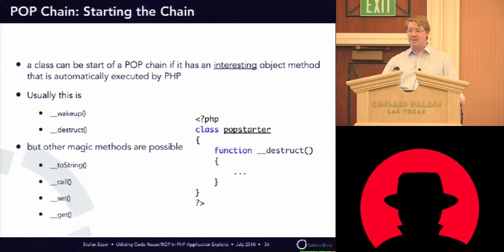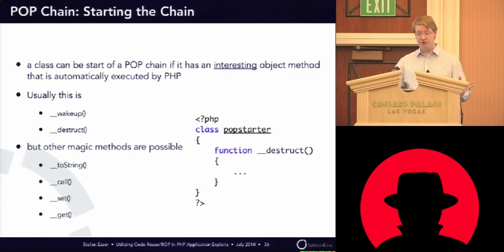I already said you are really limited in how your POP chain will look and what methods you can use. The problem in PHP is you have to find a way to start the chain at all. This means your unserialize, or the code afterwards, must somehow trigger execution of the objects you just created. I already mentioned there's __wakeup and there's __destruct. These are the most obvious ways to start a POP chain. But there are some other magic methods in PHP that might allow you to start a POP chain also.